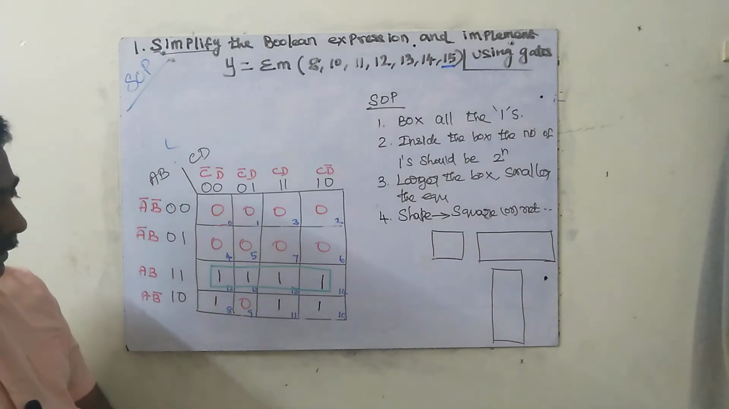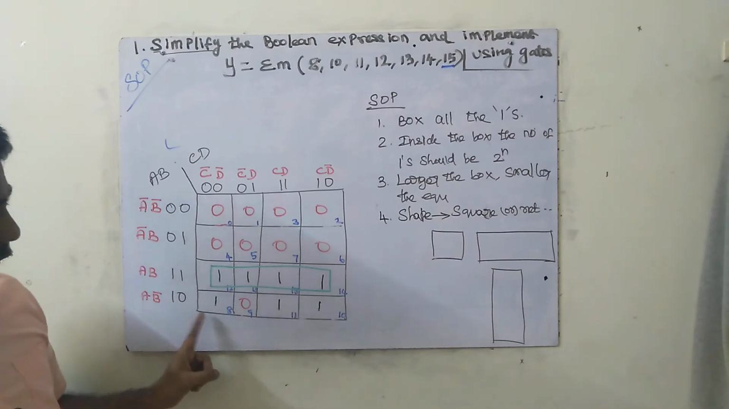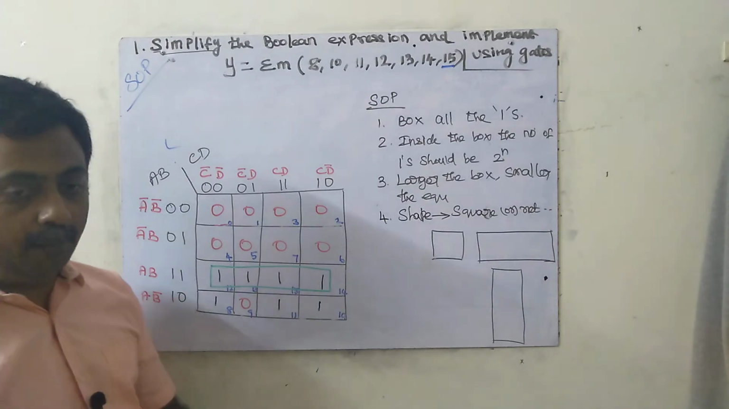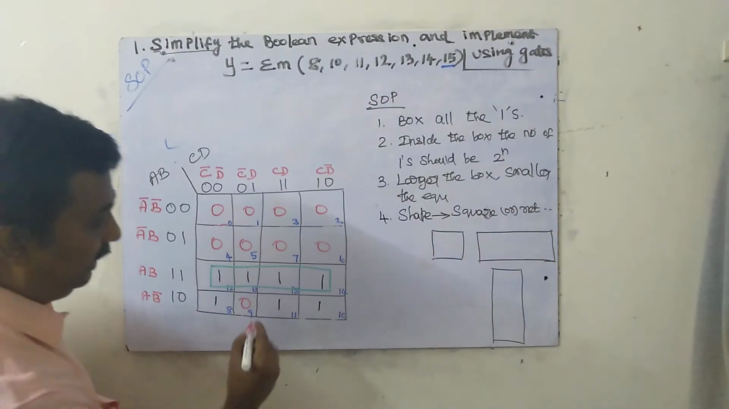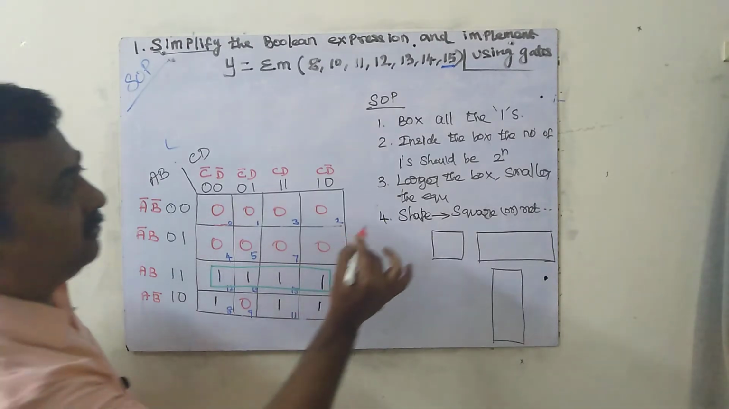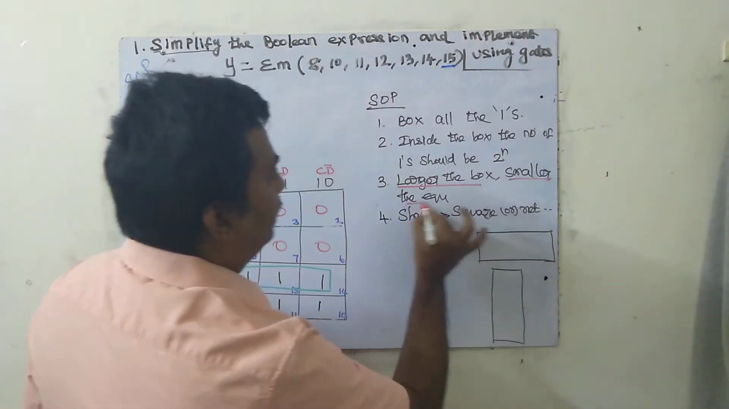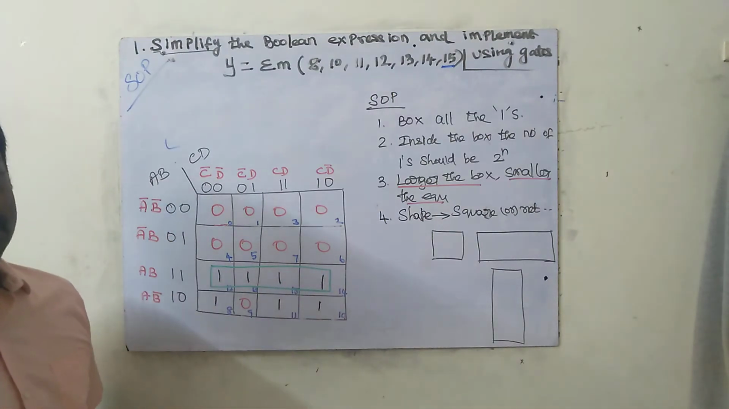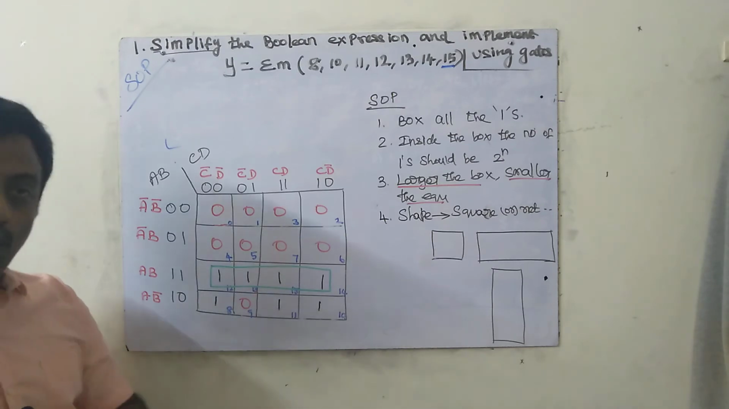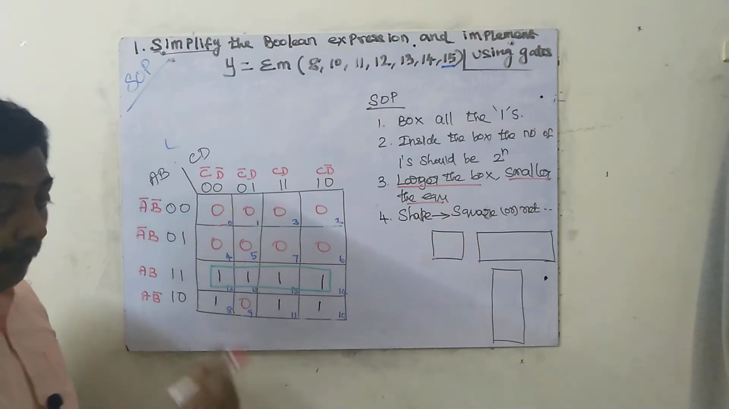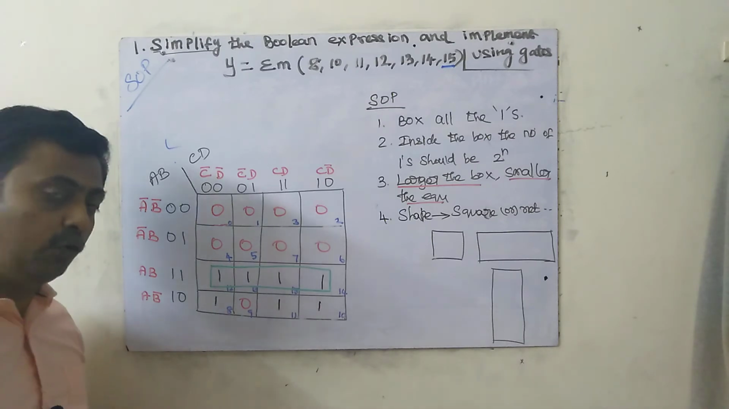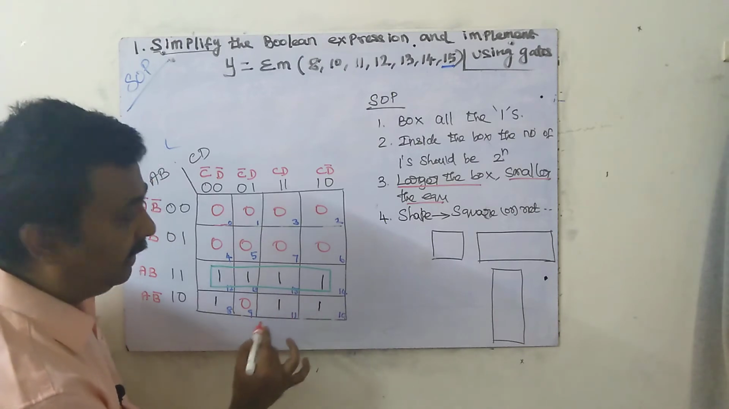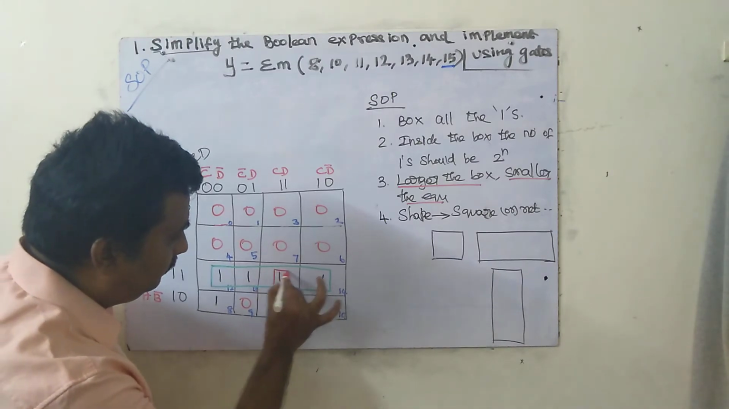So what are the remaining ones? This one and this one are remaining. First I will consider these 2 ones. I can box a rectangle like this. But we have already seen that the larger the box, the smaller the equation. So instead of boxing these 2, I can box 4. Overlapping is allowed. If I already boxed something, no issue. If I need a larger box, I can go for overlapping. So instead of making a rectangle, I am going for a square like this.